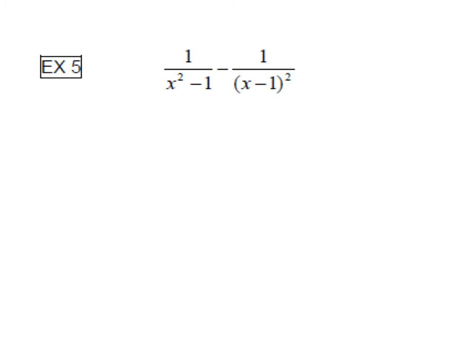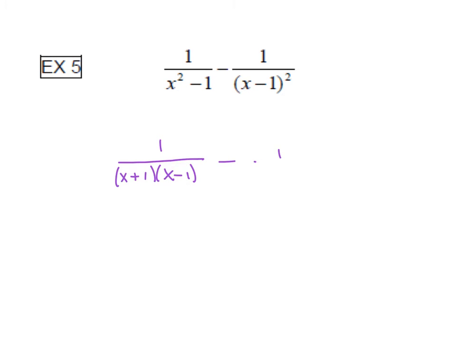Alright, here's our last example. Similar to the last one, when you are adding or subtracting fractions, you want that common denominator, but we want our denominators in factored form just so that it's easier to tell what we need in order to make them common. So I'm going to rewrite this problem. X squared minus 1, that's your difference of squares. That factors into an x plus 1, x minus 1.